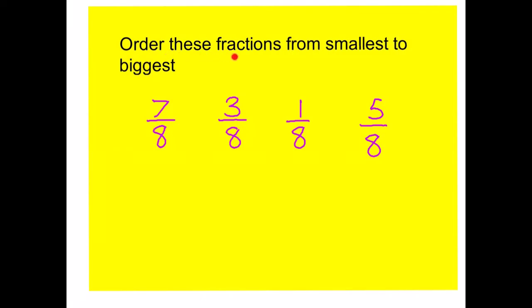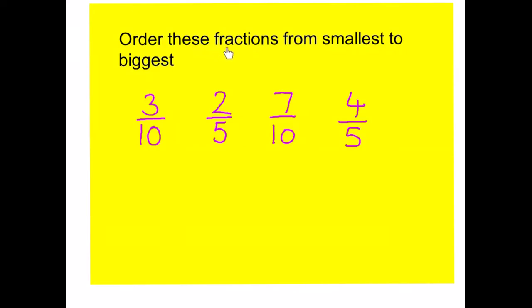Order these fractions from smallest to biggest. Now this question is pretty straightforward because all of the bottom numbers, the denominator, are all the same. So all we need to do is look at the numerator on top. So starting with my smallest number, well, the first smallest fraction is 1/8, then 3/8, 5/8. My largest fraction in the list is 7/8. We only have to really focus on the top number, the numerator, 1, 3, 5, 7.